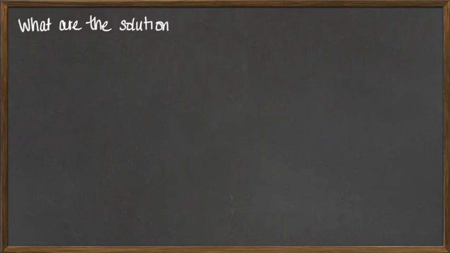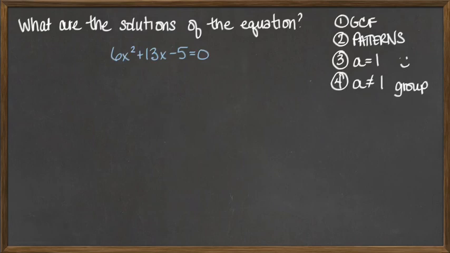Last example. Thinking about the examples we've had, we should be pretty confident about the way this one's going to go. Is there a greatest common factor? No. Is this one of my patterns? I don't see any perfect squares, so no. Is A equal to 1? Unfortunately, no. I'm going to have to group. A is not 1. Here we go.